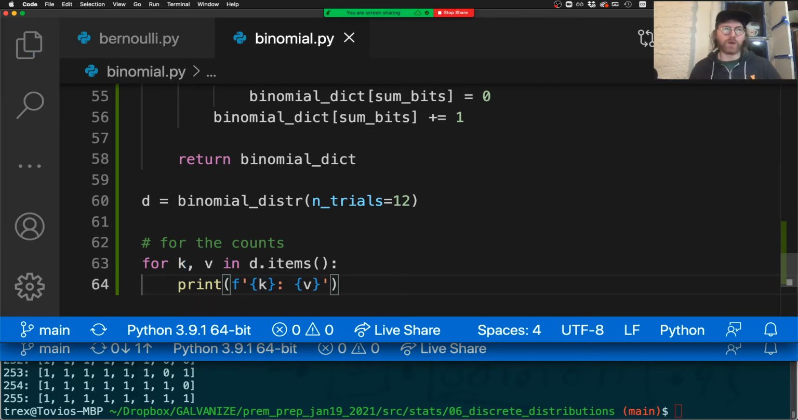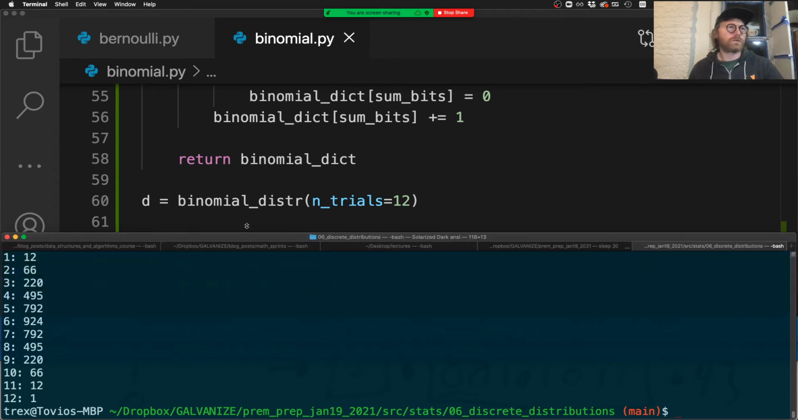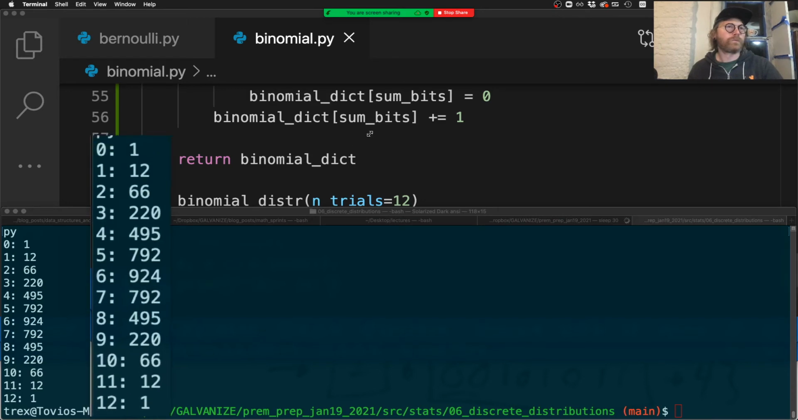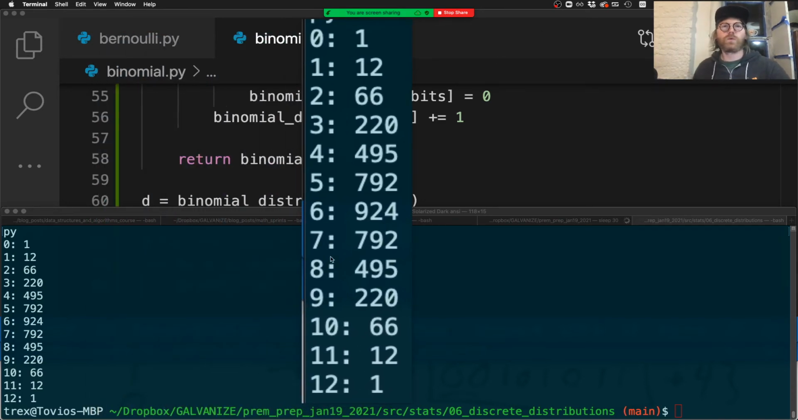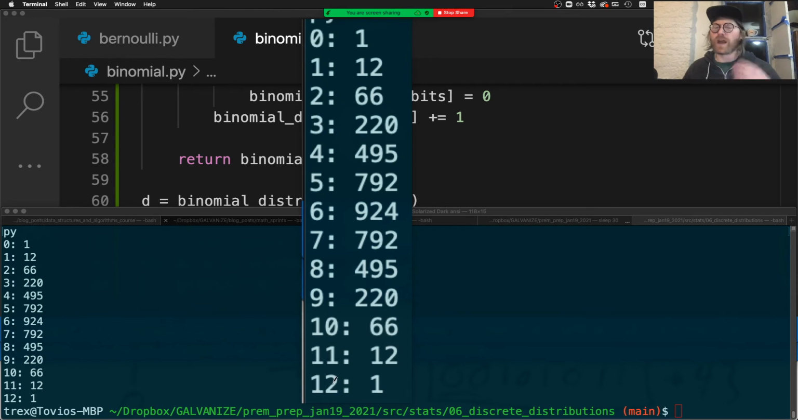Okay, so this will give us the counts. So here are the counts, and I'll blow this up a little bit. We can see clearly that our expectation is 6, right? That's 0.5 times 12. We've got 12 trials, so we have an expectation of 6. We can see that this is symmetrical, right? We've got 792, then 495, 220, 66, 12, 1. This is a binomial distribution where our probability is 0.5 and the number of trials is 12.